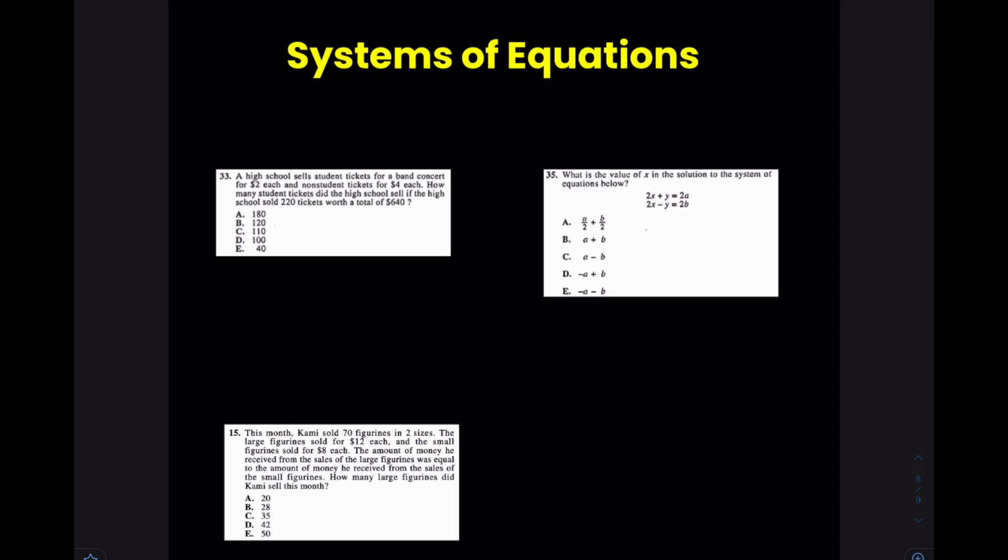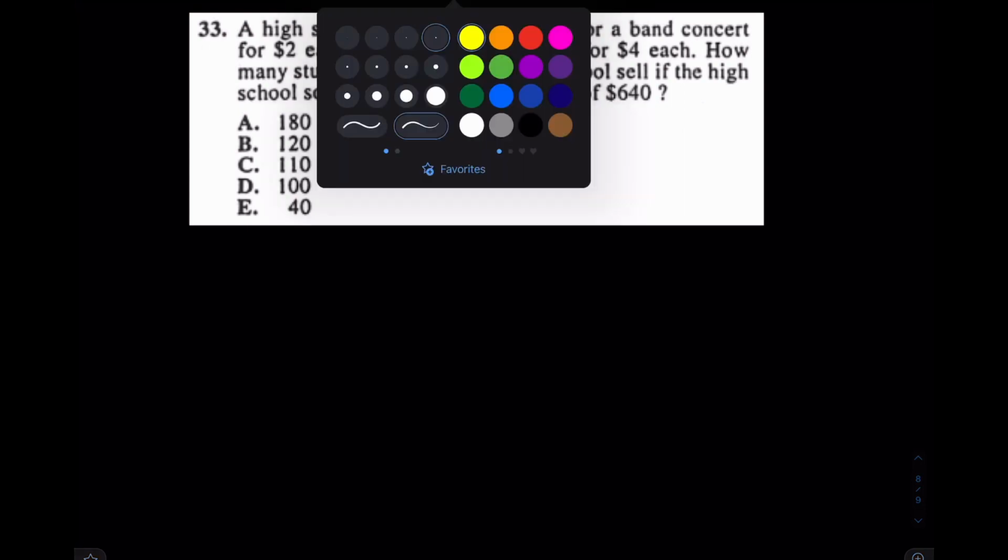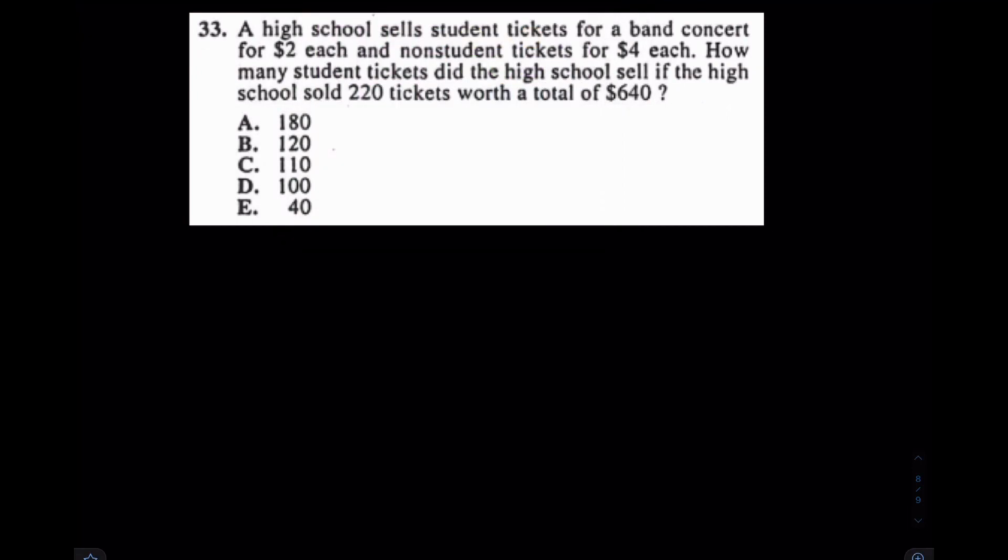Let's try. Number 33 says, a high school sells student tickets for a band concert for $2 each and non-student tickets for $4 each. How many student tickets did the high school sell if the high school sold 220 tickets worth a total of $640? Well, there's actually two ways to do these questions. Typically, it doesn't always work, but for a lot of the questions, you can do this two different ways.